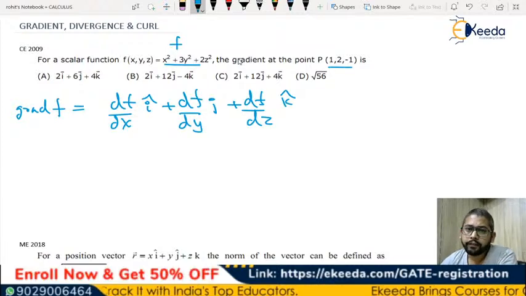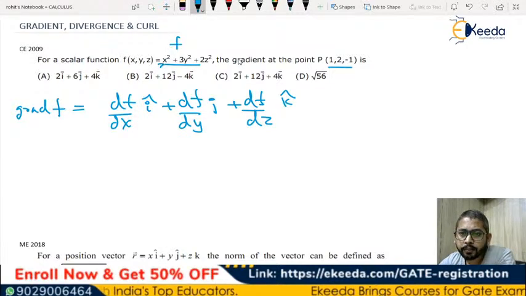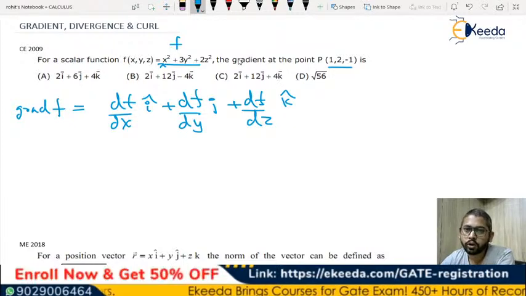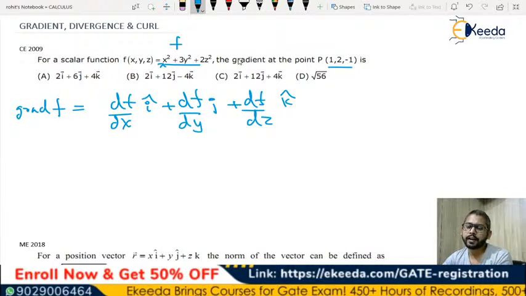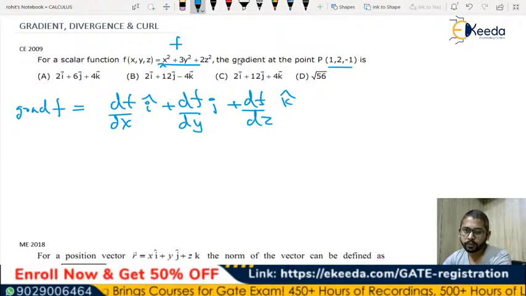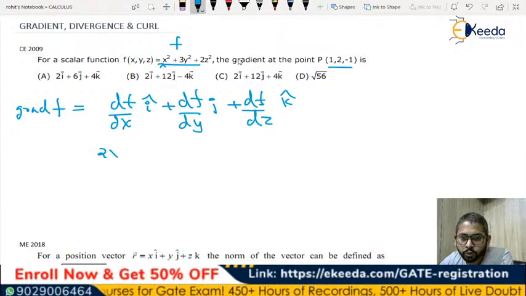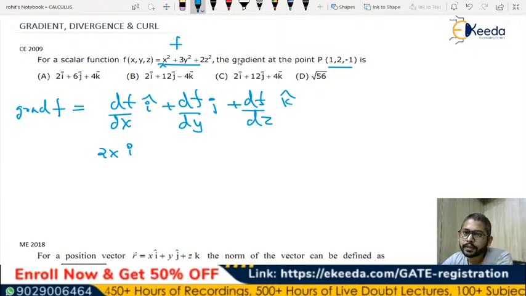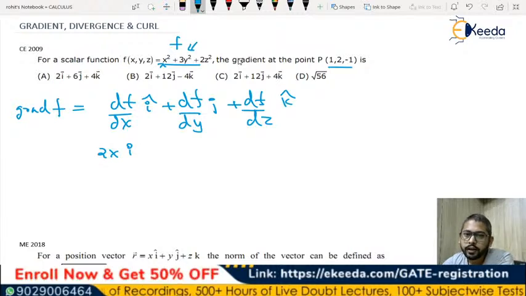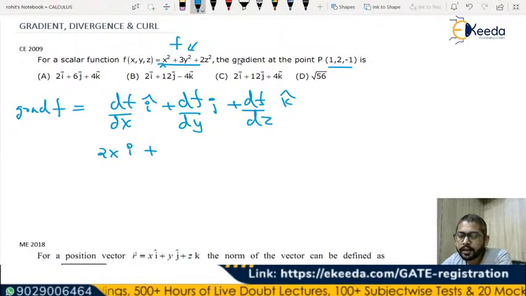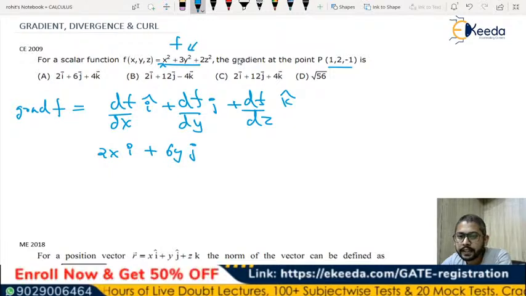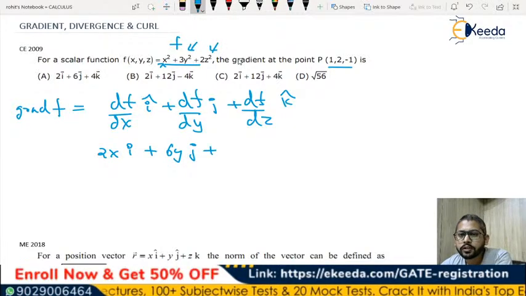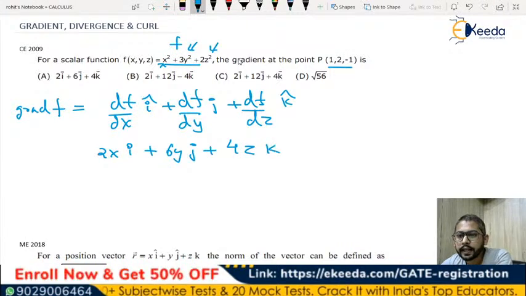So let's do it. If you see in this f, there is only one term in terms of x. There's only one term of x, which is x square. So for y square and z square, derivative with respect to x is going to be 0. So this is going to be 2x i component. Then in terms of y, there is only one term, which is 3y square. So this differentiated will be 6y j, and in terms of z, there is only one term, which is 2z square. So this is going to be 4z k.